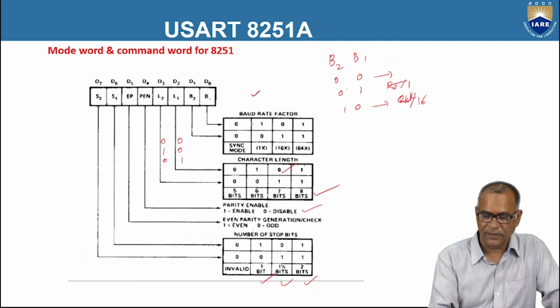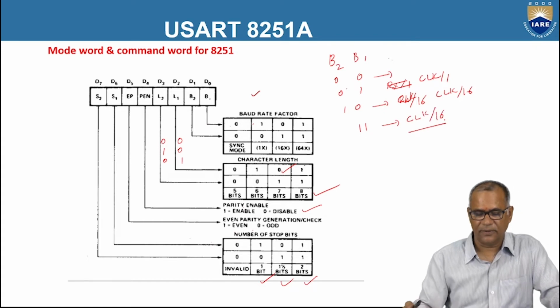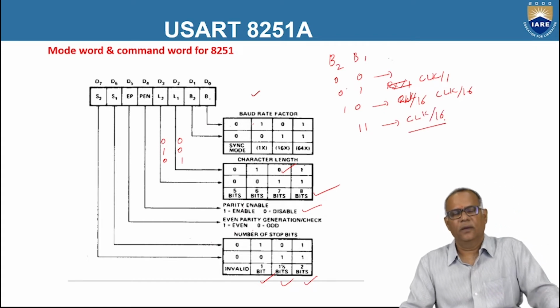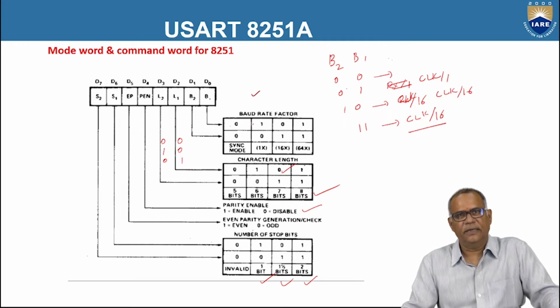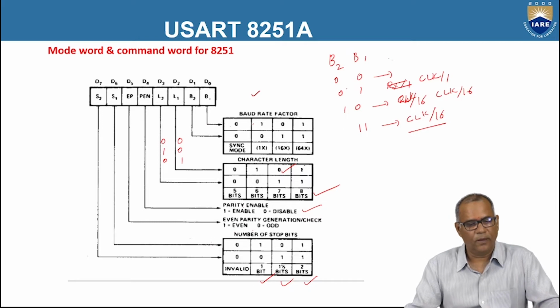This is the clock frequency. CLK by 1. This is CLK by 16. If it is 1, 1, then the transmission takes place at the frequency CLK by 16, clock frequency divided by 16. So you can have communication at variable rates, variable baud rates.